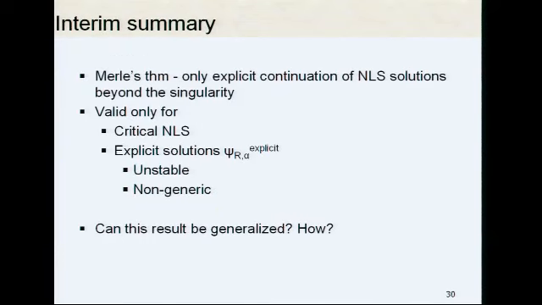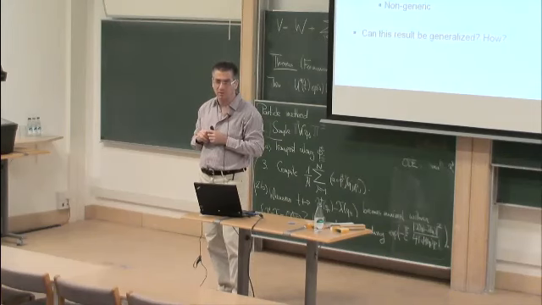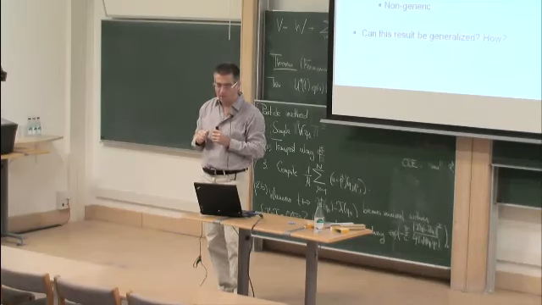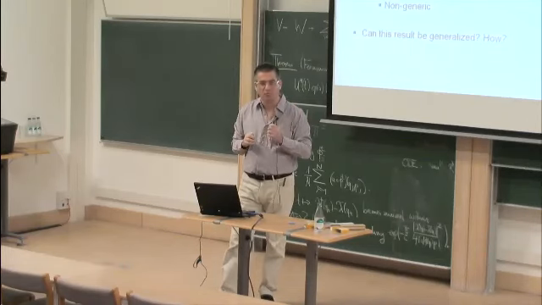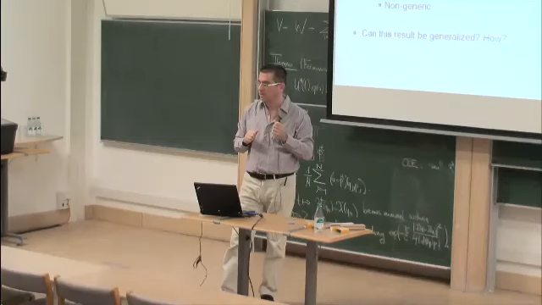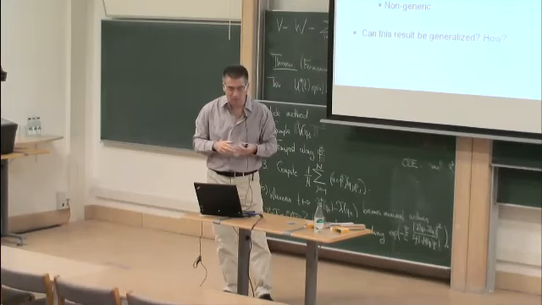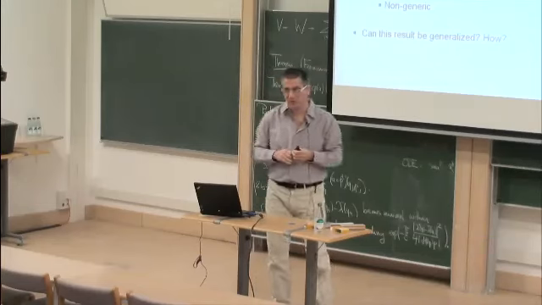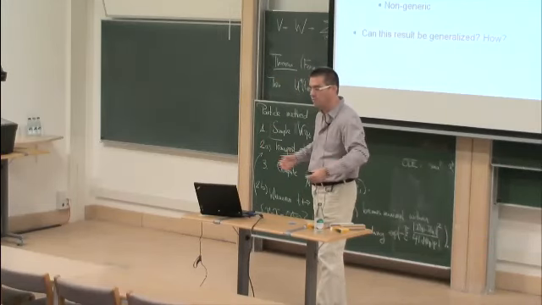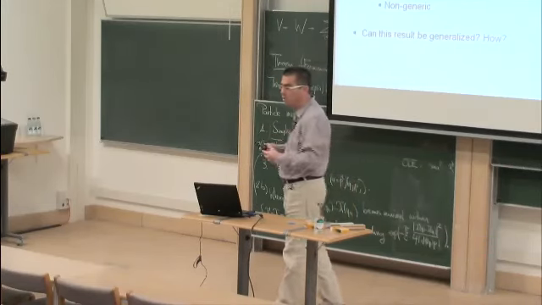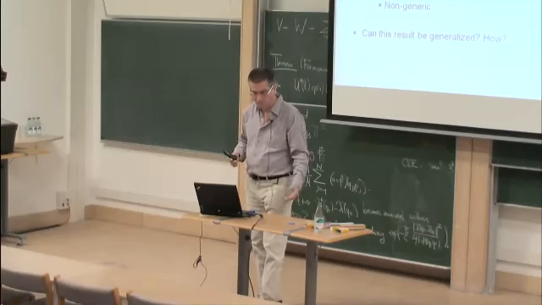So Merle's result is the only explicit continuation of NLS solutions beyond the singularity. It's a beautiful result, but it's very limited. It's only the critical NLS, and more importantly, it's only for one type of initial conditions, this explicit singular solution, which is unstable and therefore non-generic. And so the starting point for this study was the question, well, what can we say more about continuation? Can you do more?